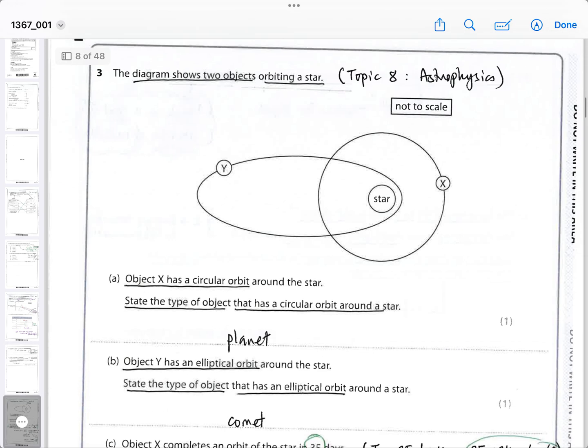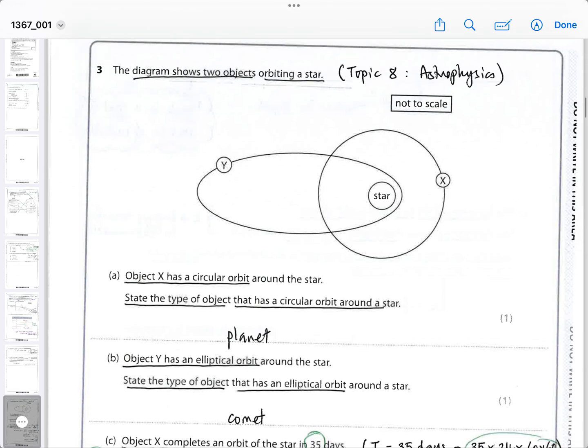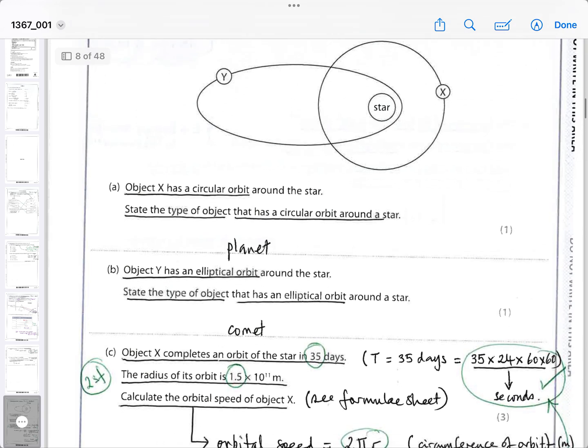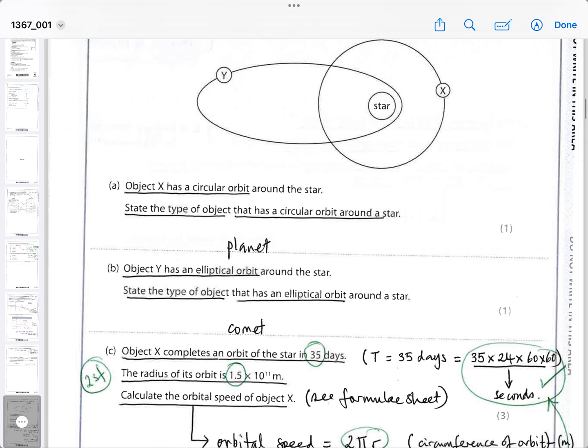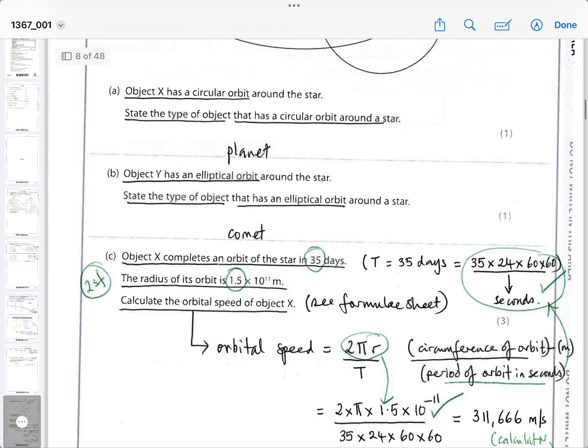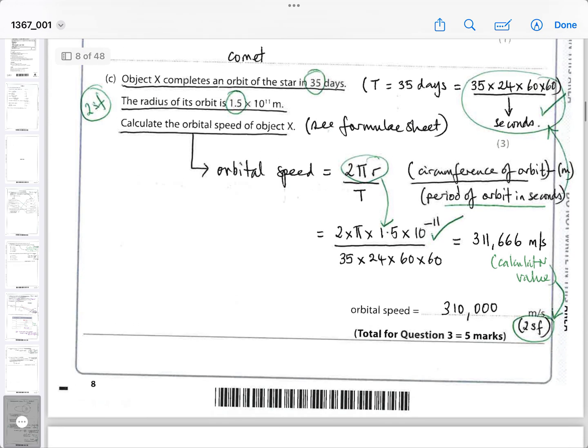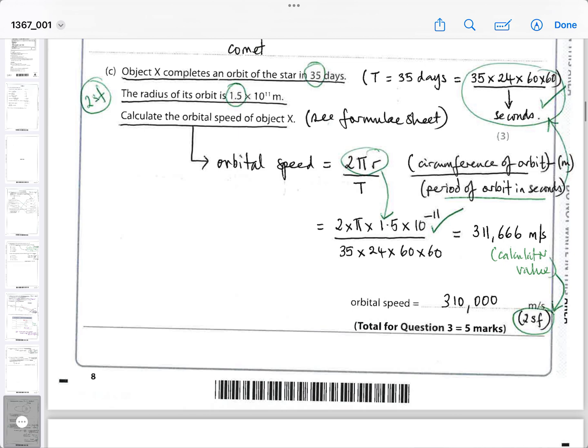The next question is astrophysics. I haven't gone through it with my students, but for the answers, a circular orbit around a star would be a planet, and an elliptical orbit around the star, which is Y, would be a comet. They want you to know the difference between more circular orbits and more elliptical orbits. Then it goes into object X completes an orbit of the star in 35 days.